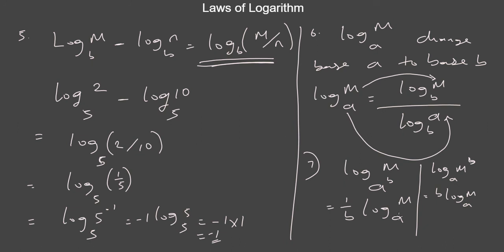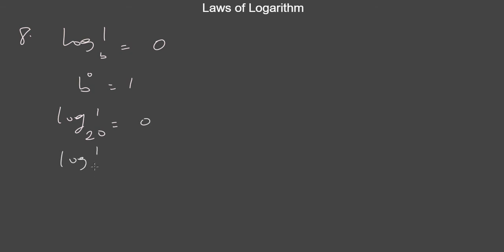There's one more thing I need to mention, which we can call the eighth law. If you have log 1 to a given base, the answer is 0. It's a bit intuitive. If you have a number b and you ask, what should I raise b by to get 1? Well, if you raise b by 0, you get 1. So that's why the answer is 0. For example, log 1 to base 20, the answer is 0. Log 1 to base 5, the answer is also 0.